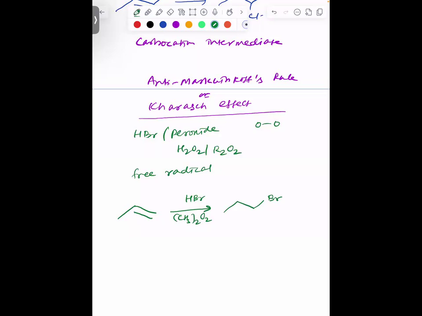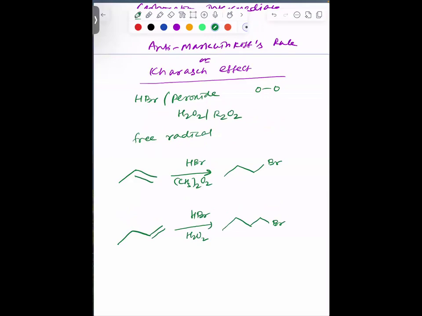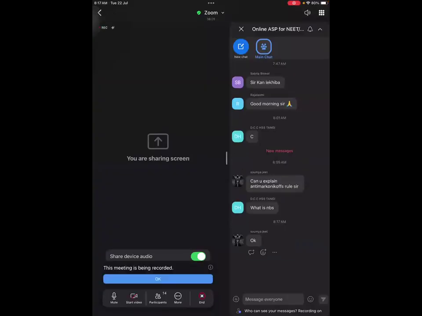Is it clear now? Suppose we have this hydrogen bromide with H2O2, this is the product. Okay, any other doubt?